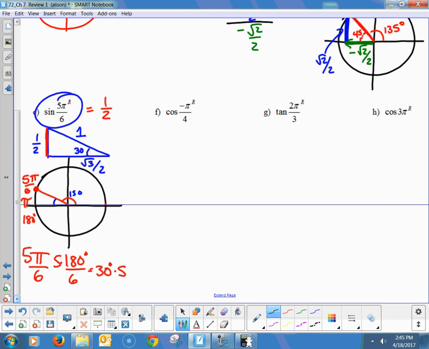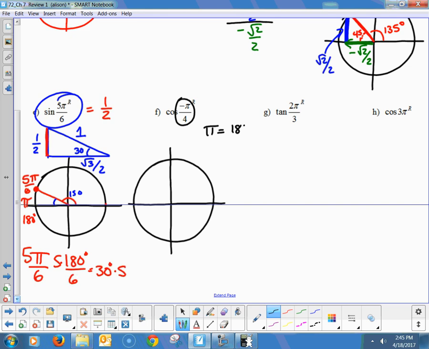Cosine of negative pi over 4. Draw a circle. Let's see. Pi over 4. Well, pi is 180 degrees. Negative pi is negative 180 degrees. And if you divide by 4, 180 sliced into 4 even pieces is 45 degrees. So what we have is backward 45 degrees. Here we have it. Here's my negative pi over 4, or negative 45 degrees.